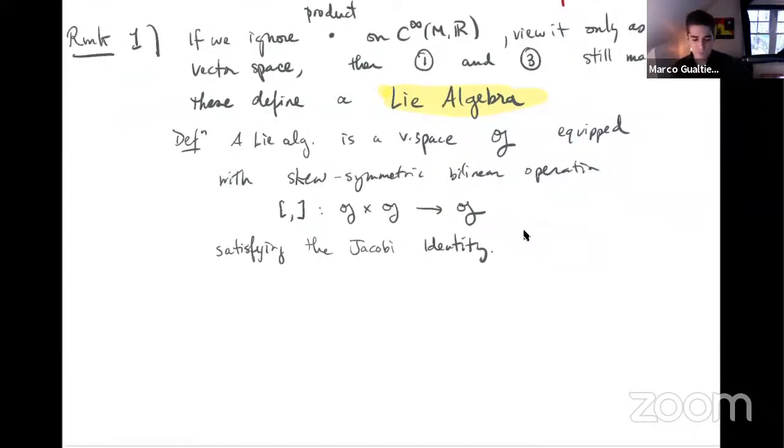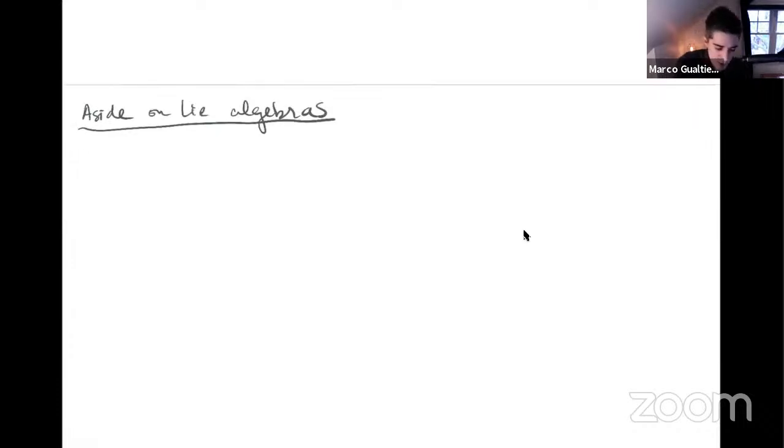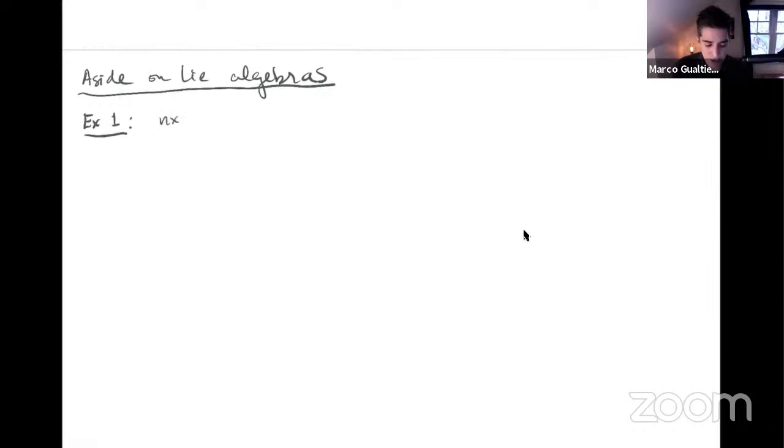Okay. So now, because I've just introduced Lie algebra, I cannot really go on unless I explain a little bit. I need to explain that you already know two very famous Lie algebras. So this is just an aside on Lie algebra. I just want to talk about two examples. So the first example of a Lie algebra, which is known to you already, is the Lie algebra of n by n matrices.